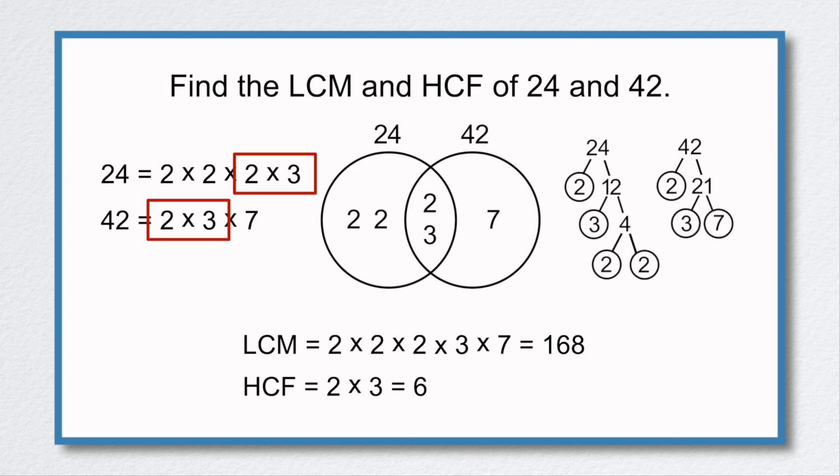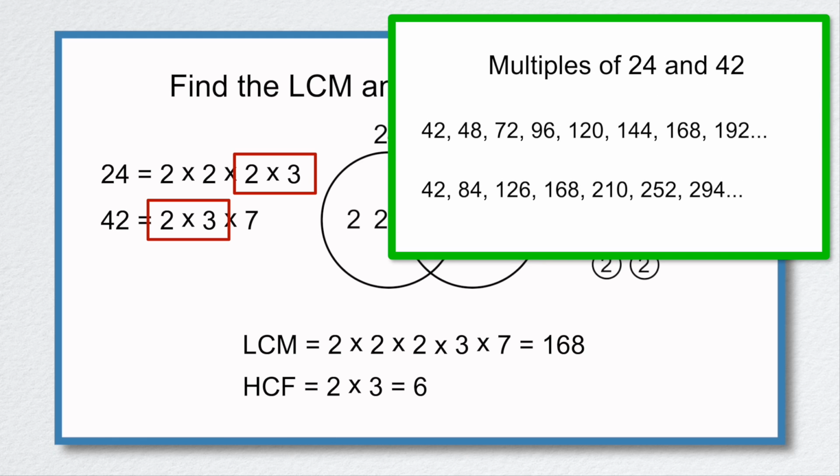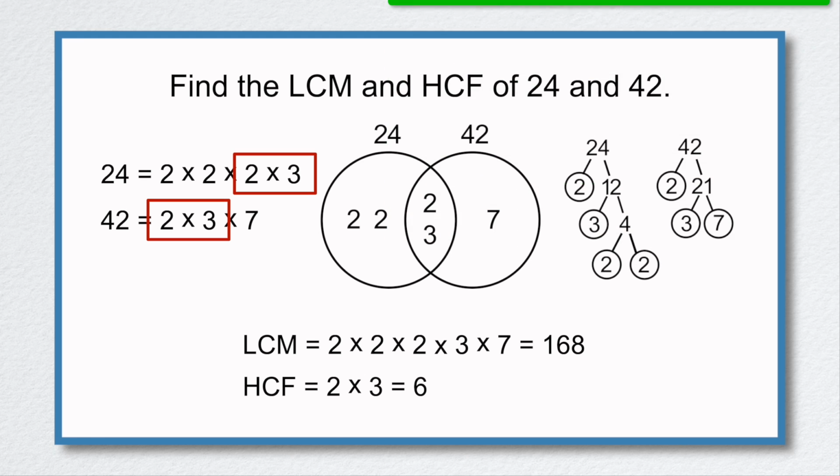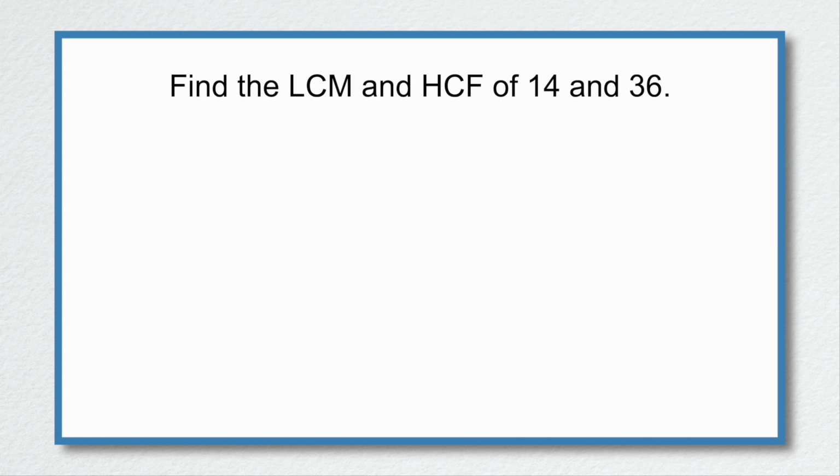If we were using the other method for finding the lowest common multiple and the highest common factor, well, here are the multiples of 24 and 42, and we can see that the lowest common multiple is 168. And here are the factors of 24 and 42, and we can see that the highest common factor is 6. I'll do one more example. Find the lowest common multiple and highest common factor of 14 and 36.